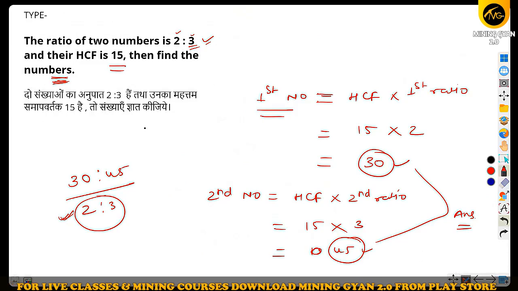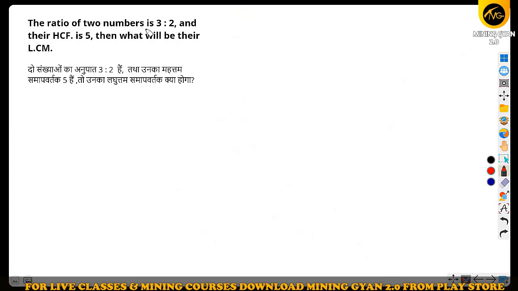Now move ahead to the second question. The ratio of two numbers is 3:2 and their HCF is 5. HCF is 5, then what will be their LCM? Now this time we have to find out the LCM of those numbers.